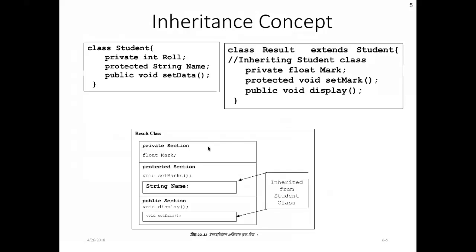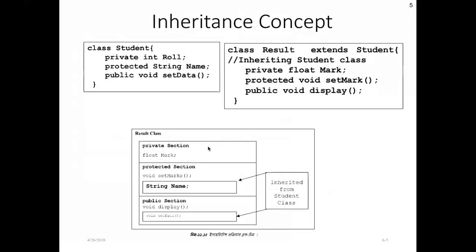So this private block is its own block. If the private field mark is declared over here, it's its own. And the protected section has its own set mark. But this one, string name, is derived or inherited from the Student class. As well as this set data is inherited from the Student class.